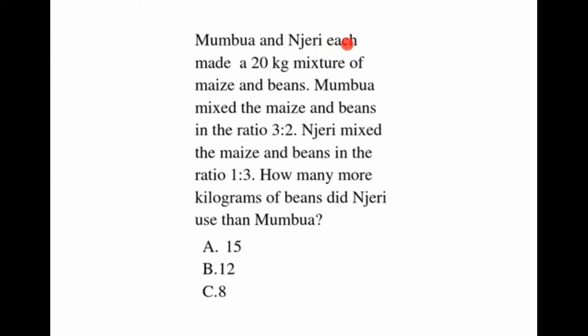Mumbua and Jerry each made a 20 kilogram mixture of maize and beans. Mumbua mixed the maize and beans in the ratio 3:2. Jerry mixed the maize and beans in the ratio 1:3. How many more kilograms of beans did Jerry use than Mumbua? Solution.